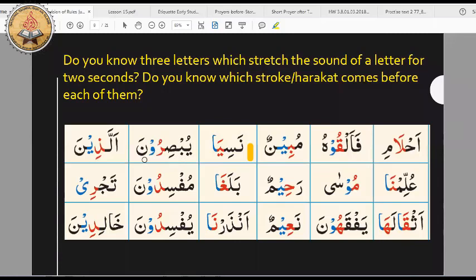Yubsiruna. Okay. What's this letter here? Yubsiruna. Excellent, very good. And remember we did this earlier in the week that this is one of the qalqala letters, which means that we need to make a slight jerking sound. Yubsiruna. Yubsiruna. Excellent, well done. And this last one here?